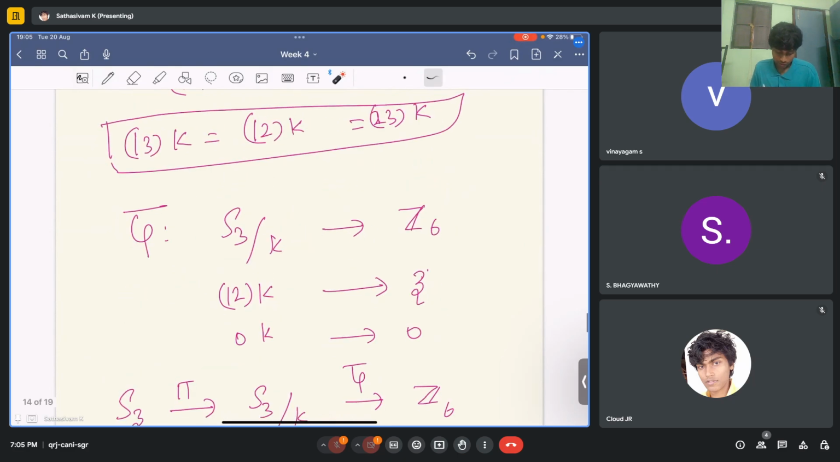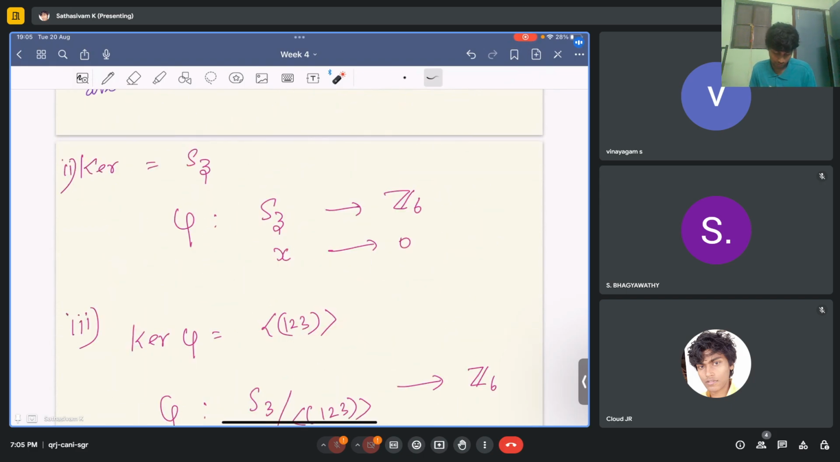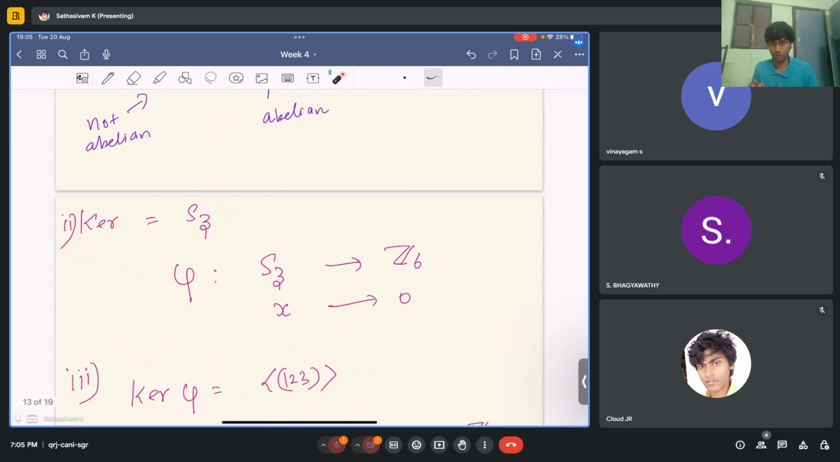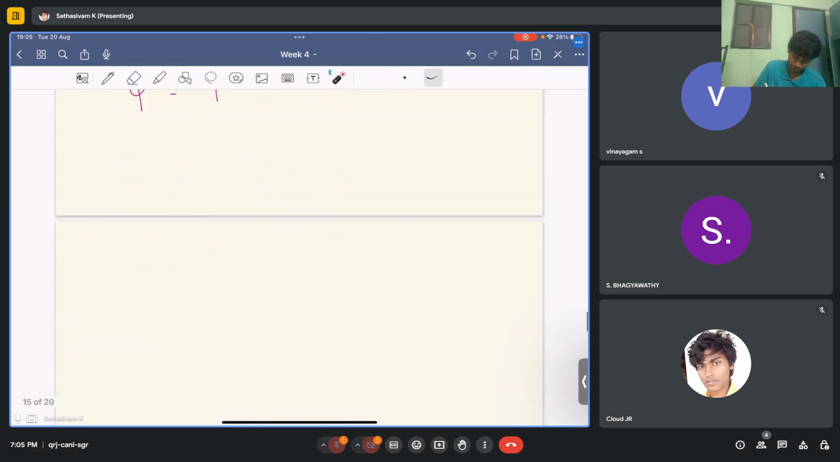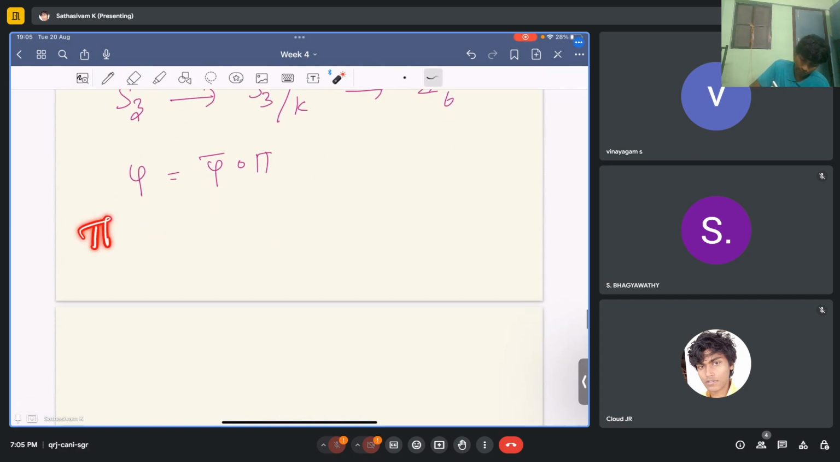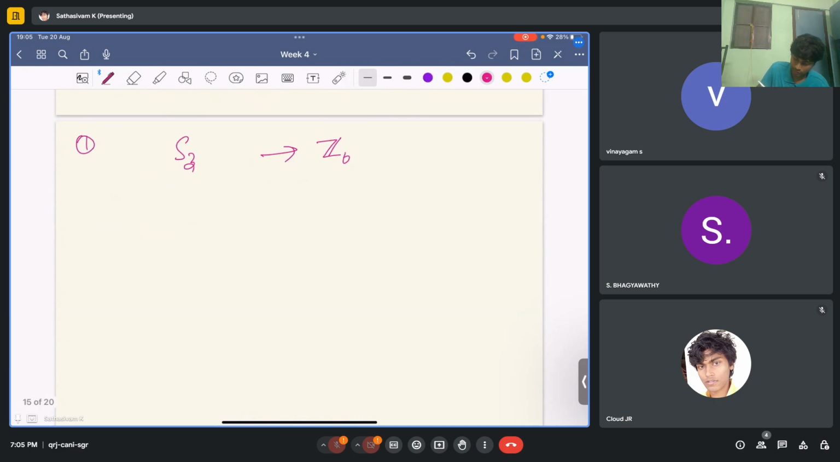So how many homomorphisms did we get? We got one homomorphism here, and for this kernel we got one homomorphism, and for this kernel we got one homomorphism. So basically, in total we got two homomorphisms. Thus, there are two homomorphisms. Okay. So what is the first homomorphism? I will write it explicitly for you to see, because we are doing it the first time. You take any x, it maps to 0. So this is the first homomorphism.